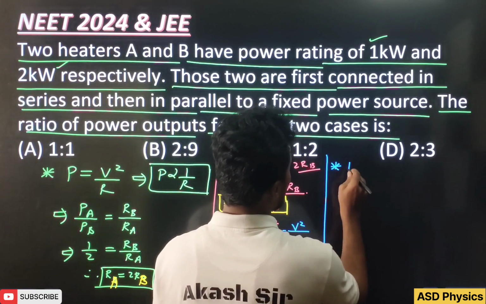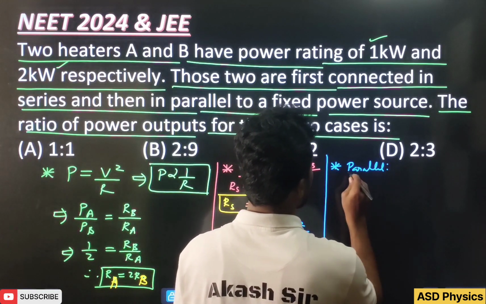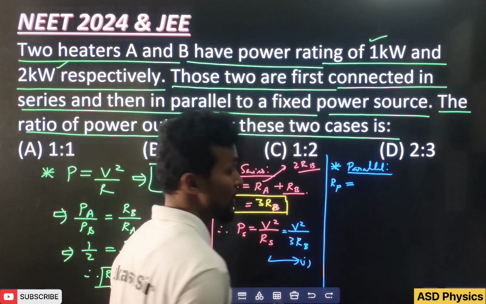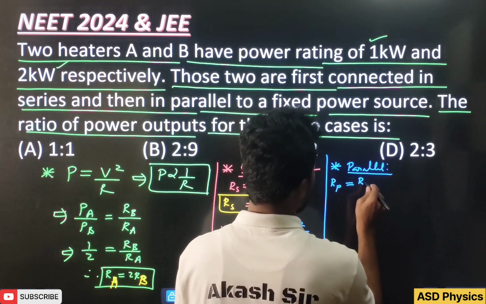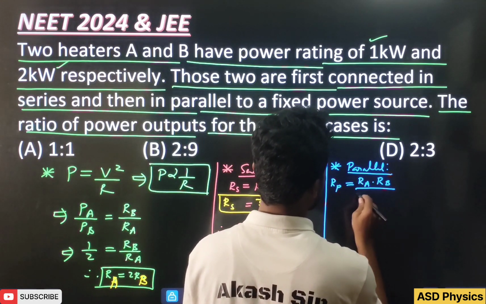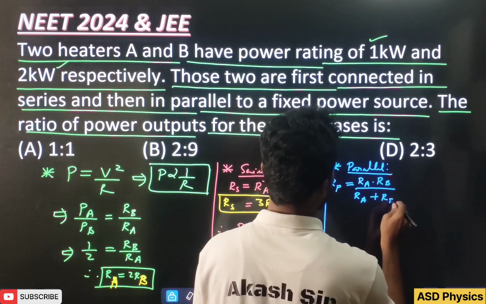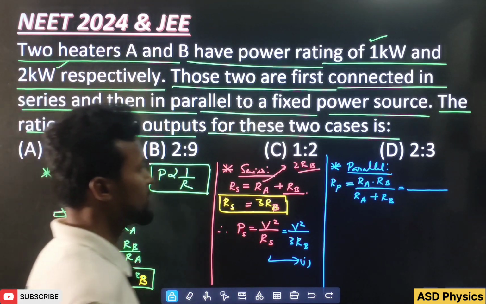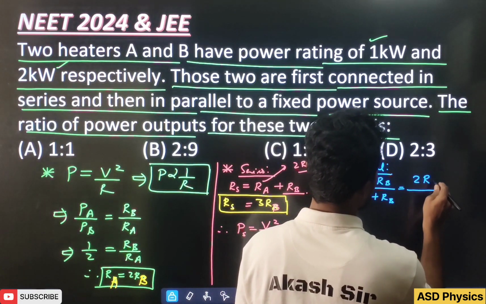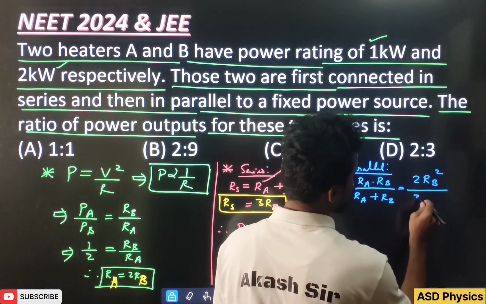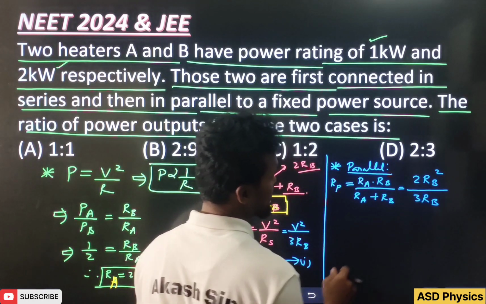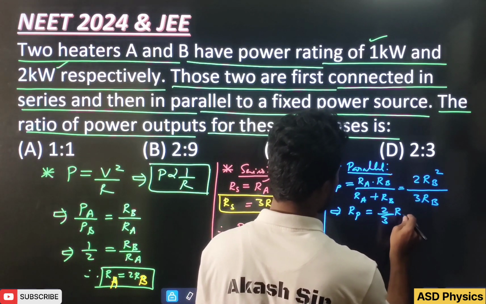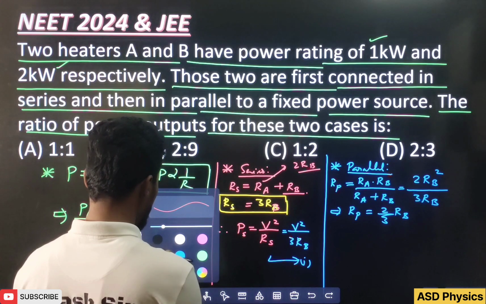Now when we go for the parallel, if I write RP, we can write RA into RB by RA plus RB, the parallel connection. RA is given as 2RB, so when you put RA as 2RB, the numerator becomes 2RB square, and the denominator is 2RB plus RB, 3RB. Anyhow, RB cancels, so RP equals 2 by 3 RB. Is it?